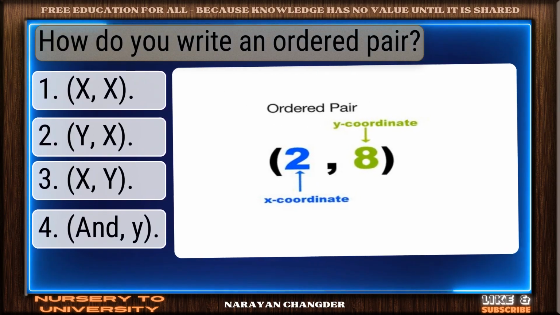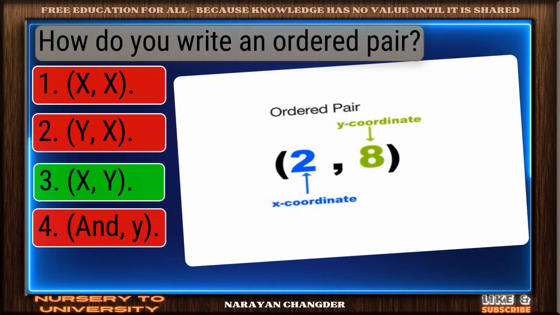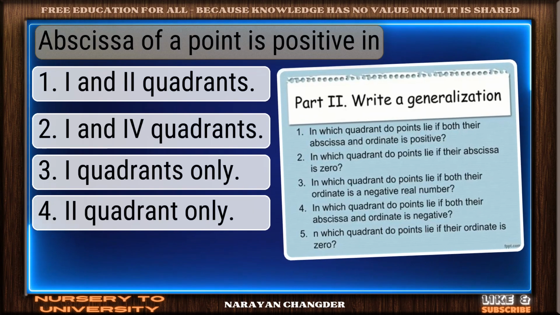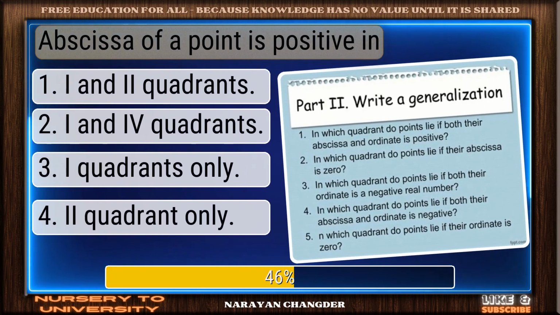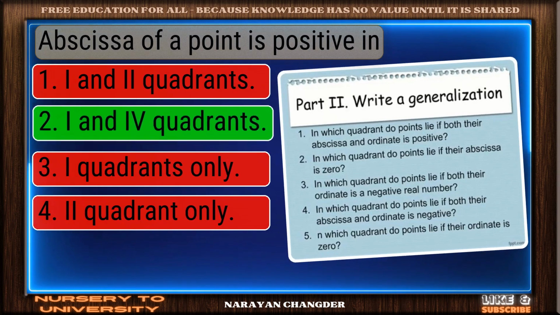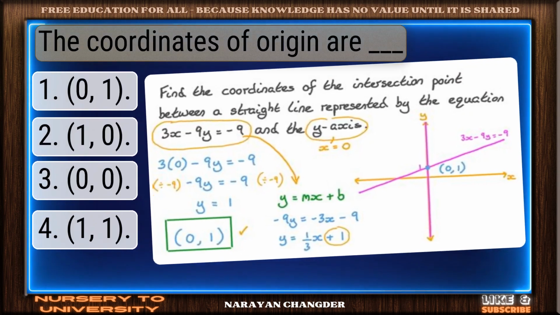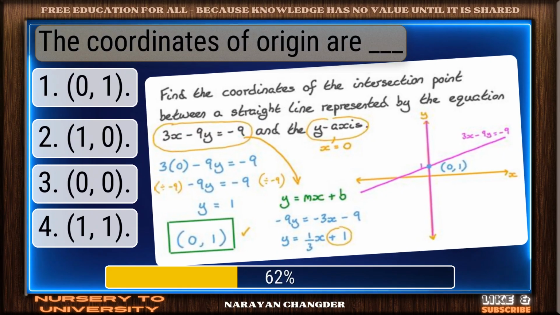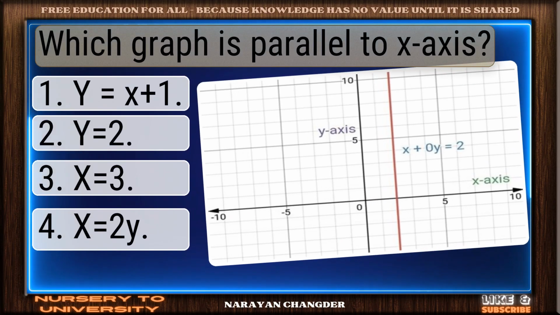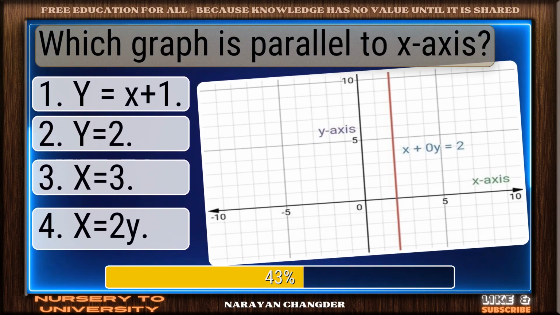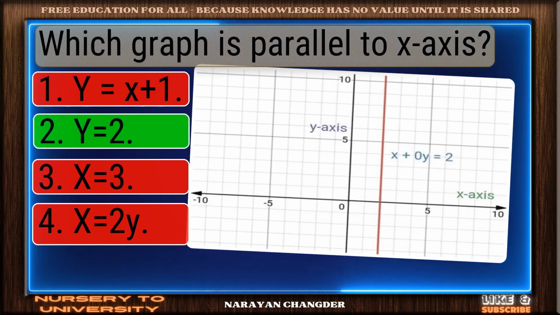How do you write an ordered pair? Solid response is valid. Abscissa of a point is positive in. On track. Quadrants is correct. The coordinates of origin are dash. You chose correct. Which graph is parallel to x-axis? You got it. Y equal to 2 fits.